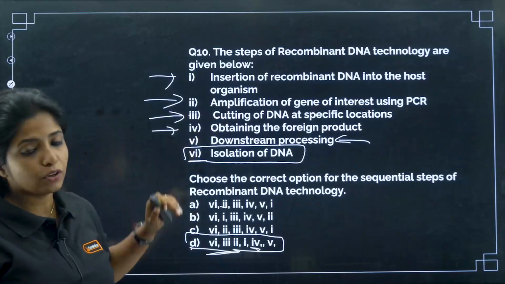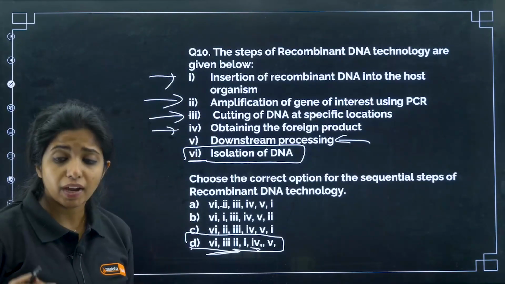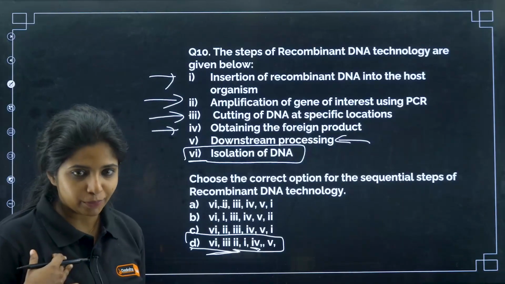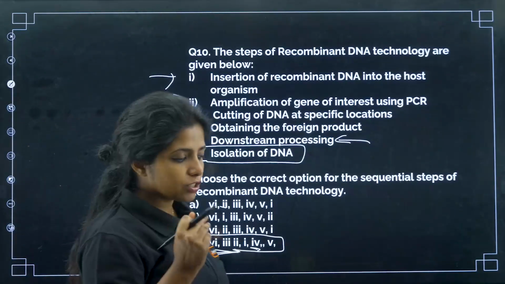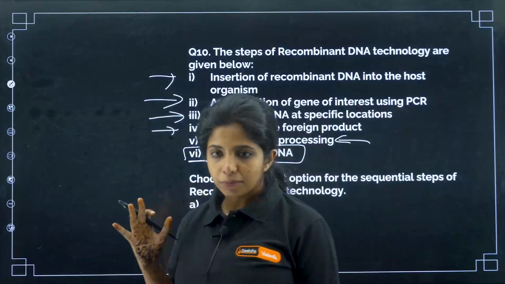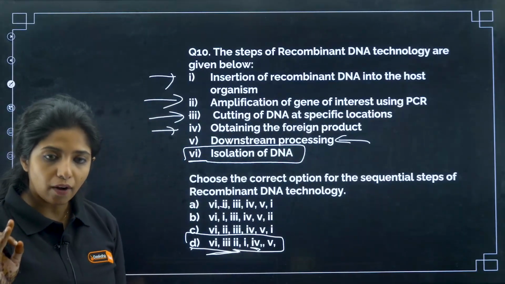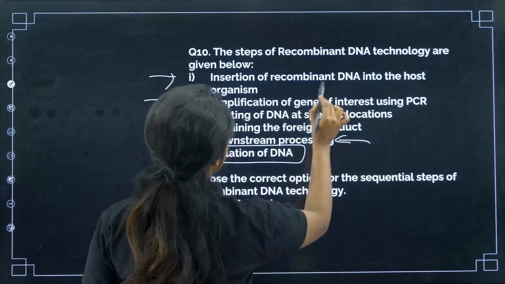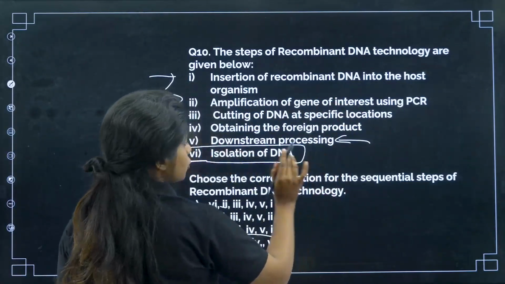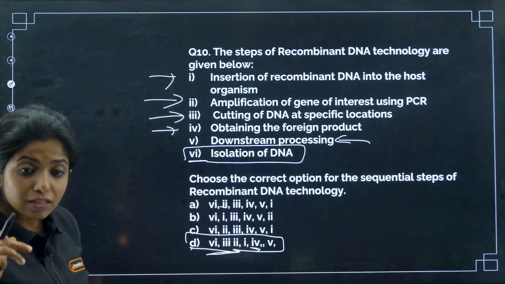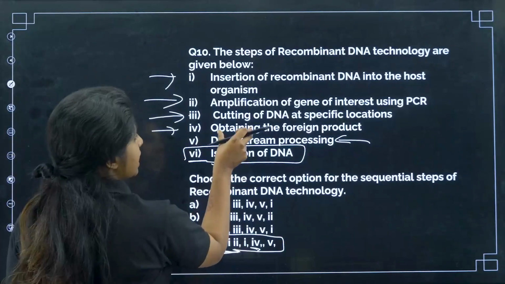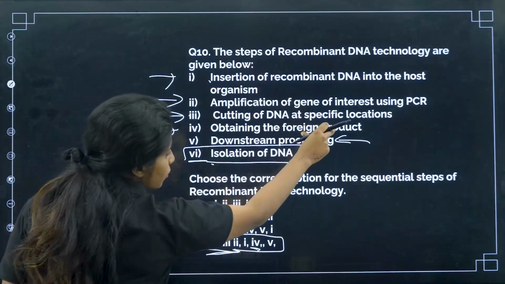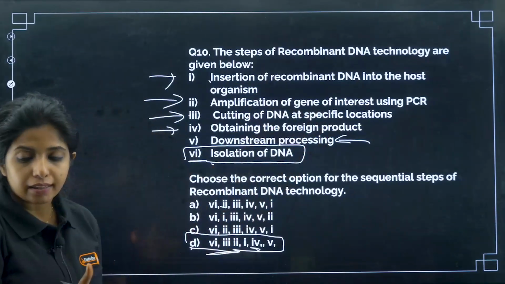Sometimes people directly go with cutting of DNA and then isolation. Please don't do that. We have to isolate it first and only then cut. You have to be really calm, not like Jasmine ma'am. Jasmine ma'am went so fast because, according to her, we did these questions already and she didn't want to waste your time. Whenever you are dealing with questions like this, go through the points one by one. Just read it peacefully and look for the terms isolation, cutting, amplification, insertion, foreign product, downstream processing, things like that. Okay.